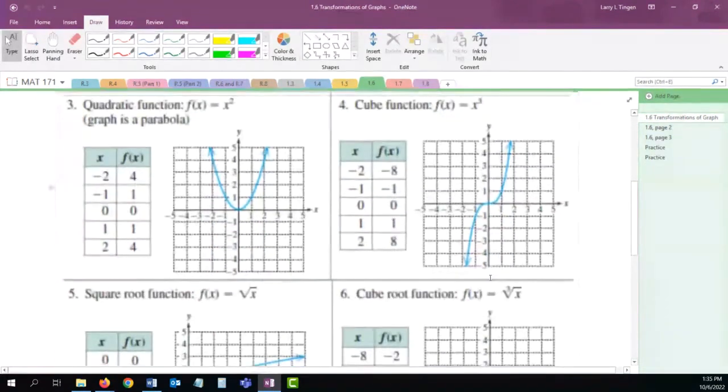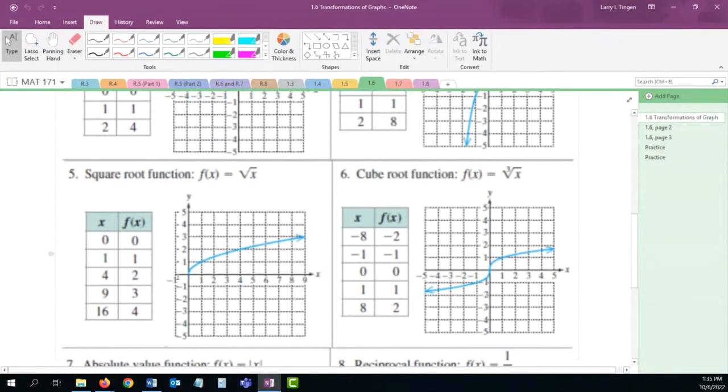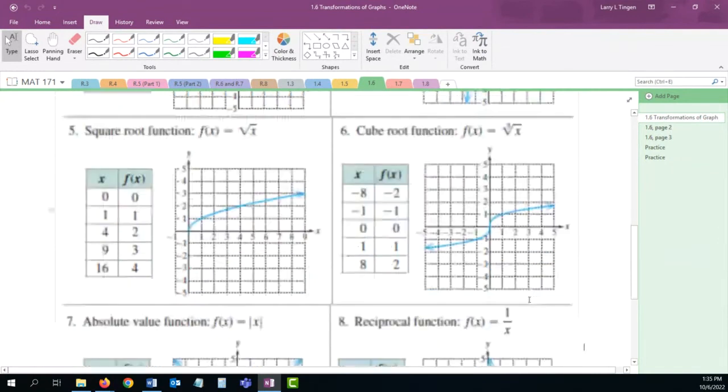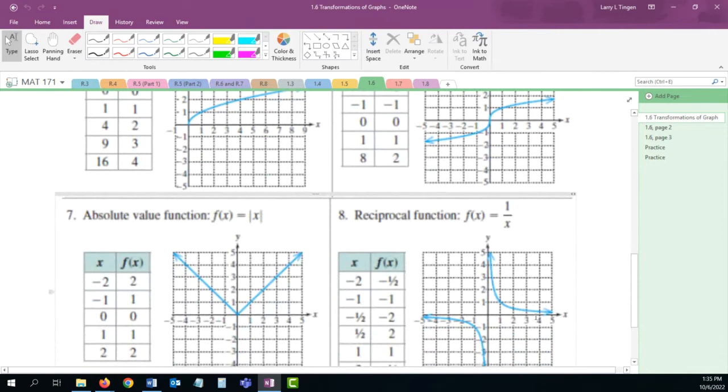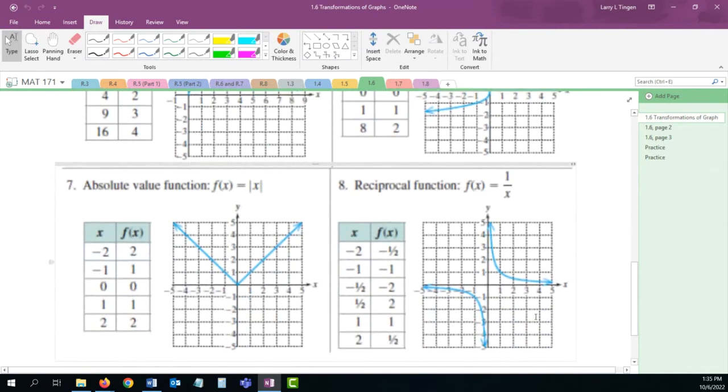Got a quadratic. Got a cubic. You got a square root function. You got a cube root function. Absolute value function and a reciprocal function.